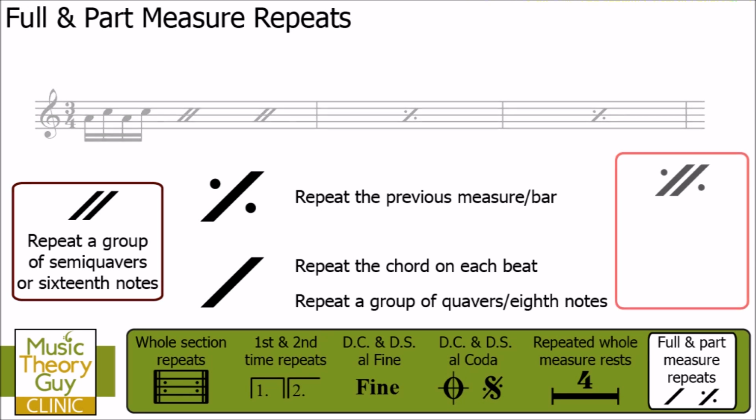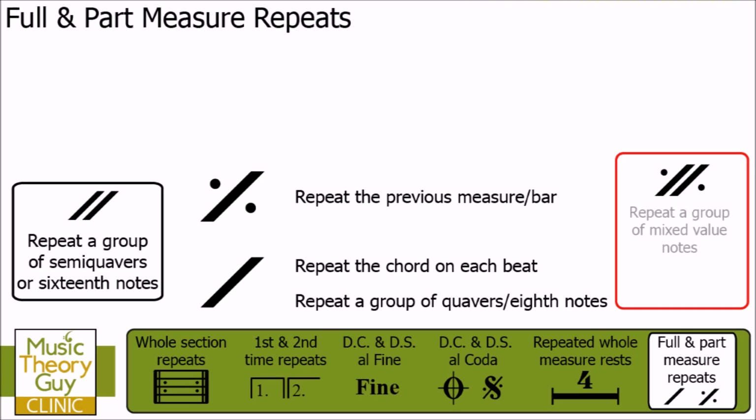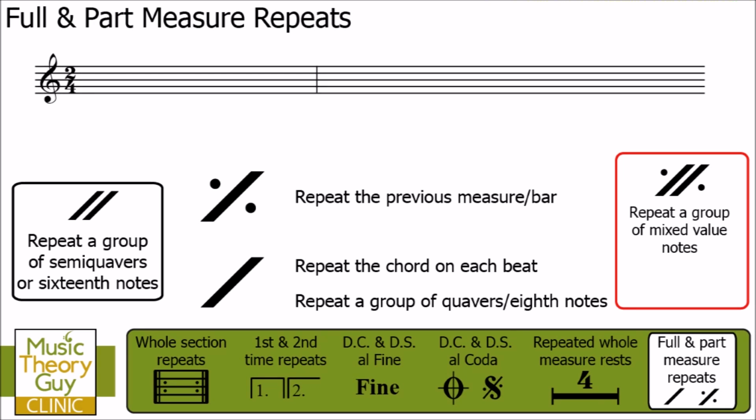And finally, let's have a look at this symbol. This symbol means repeat a group of mixed value notes. Now, what I mean by mixed value is that they're not all quavers or all 8th notes. What it means is a mixed bag of note values. So here we go, on beat 1, we've got different note values. And on beat 2, we've got exactly the same set of mixed value notes. So what we can do, we can change that second beat to this symbol, and that means play on the second beat exactly the same as what you played on beat 1.